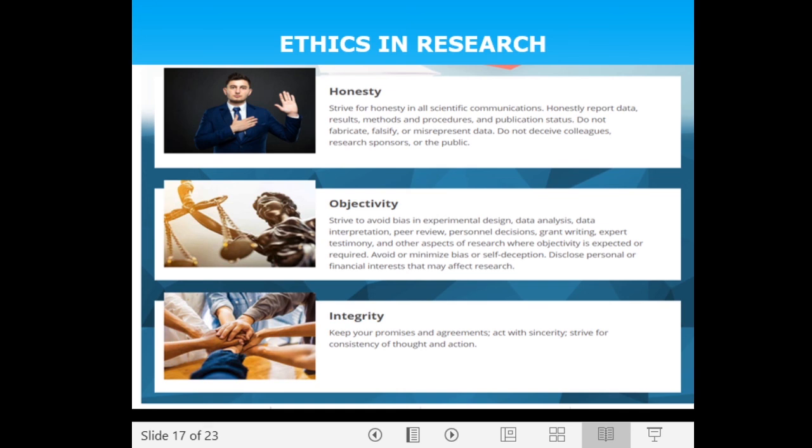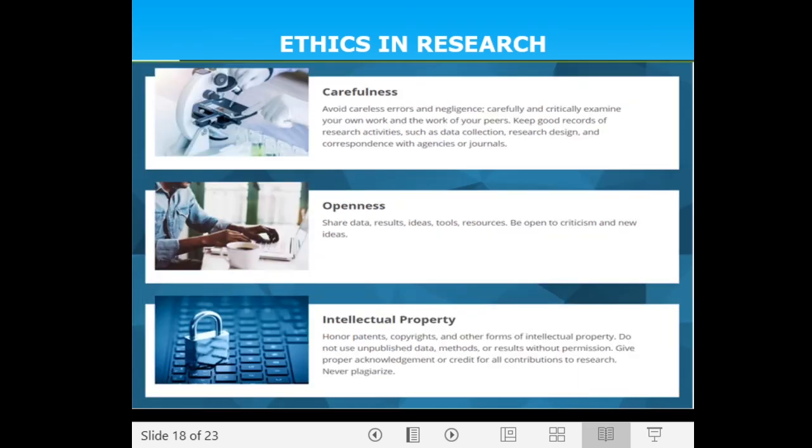Integrity, as I told you: you should disclose all the information, all the details, of who has helped you. You should maintain the anonymity of the respondents. Carefulness: avoid careless errors and negligence. Carefully and critically examine your own work and the work of your peers. Whatever they have said, you have to provide it carefully. You have to write it carefully. If a previous assessor has reported a finding and you write it as your own finding, that is wrong.